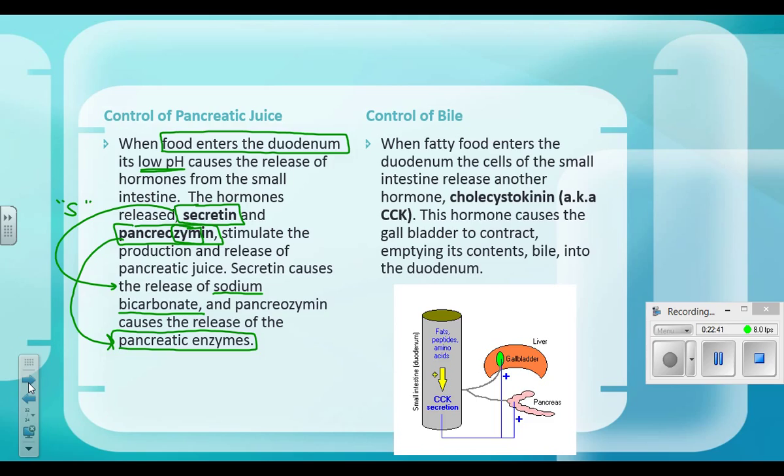Now for bile, it's very similar, but this time it's fatty food. And it's entering the same spot, the duodenum, the first part of your small intestine. When fatty food is in your small intestine, your intestines release another hormone. Its actual name is cholecystokinin, but you can call it CCK. I will call it CCK as an abbreviation. CCK, just like any other hormone, goes into your blood, travels to your gallbladder, and tells your gallbladder to contract. And when that happens, bile that's in your gallbladder goes into your duodenum.